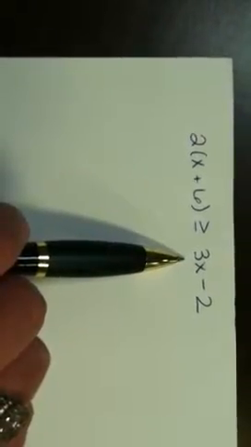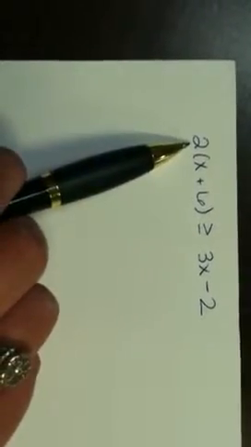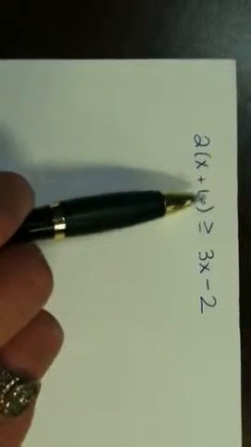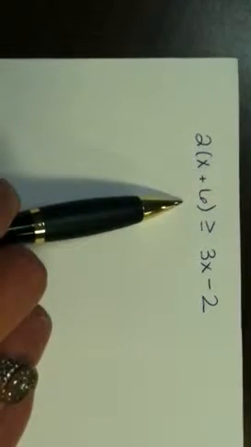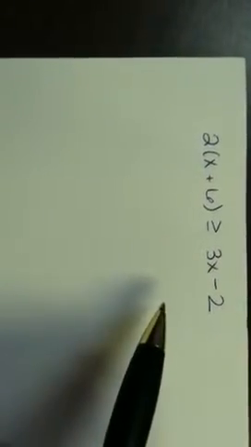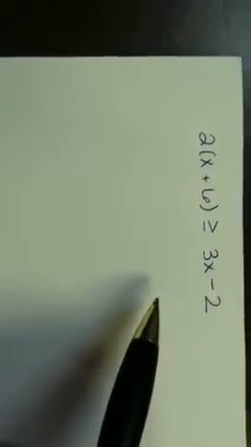We're also going to be using the distributive property, since we have 2 multiplied by the quantity of x plus 6. We're also going to review how to divide by a negative number and what that does to the sign of our inequality. So let's begin.